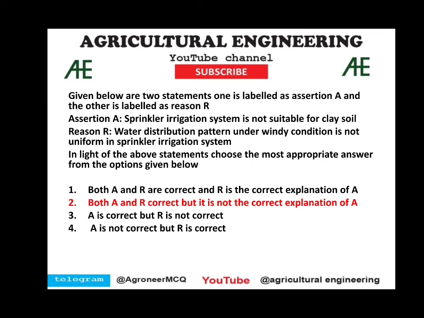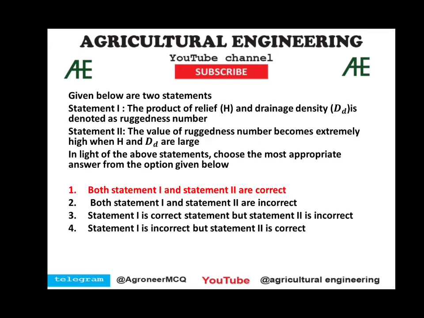So a sprinkler irrigation system is not suitable for clay soil, correct. Water distribution pattern under windy conditions is not uniform in a sprinkler irrigation system. So both statements are correct, but the reason is not a correct explanation for assertion A.